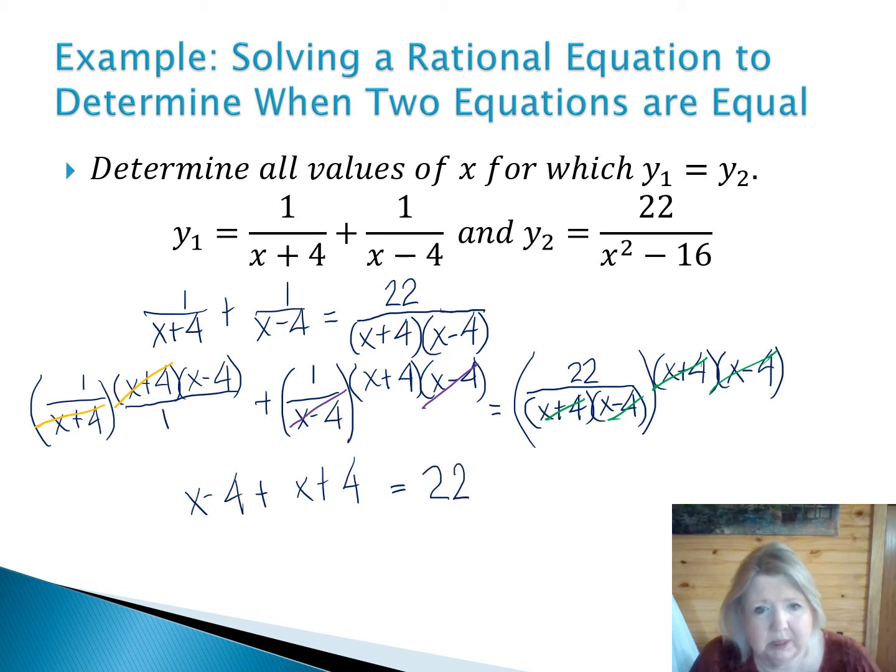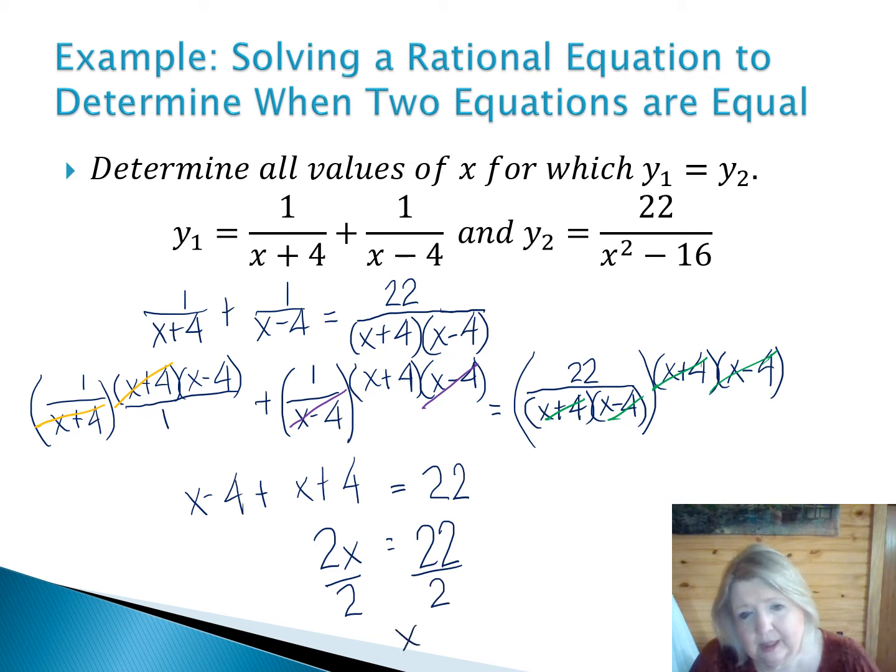Now x plus x is 2x. Negative 4 plus 4 is 0. And I have 2x equals 22. Since they multiply by 2, I divide by 2. X is 11. Now I still want to check because I didn't state my exclusions to begin with. So I need to be certain of two things. Number one, x equals 11 doesn't cause the denominator to be 0. Number two, that the arithmetic would work.